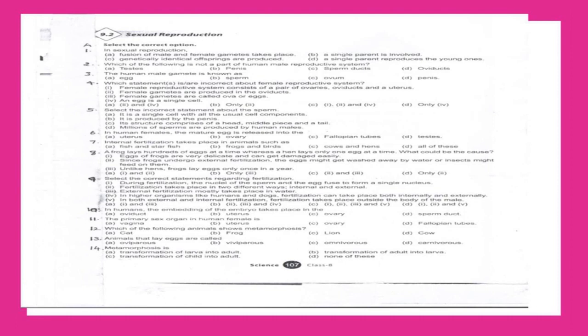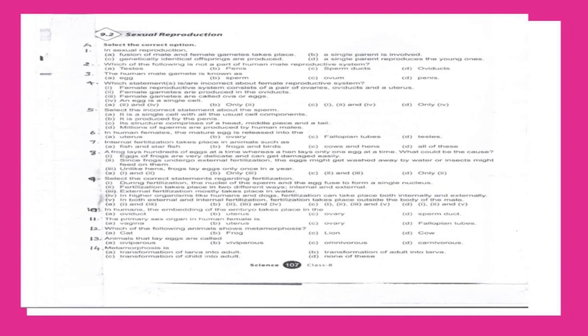Then fifth question, select the incorrect statement. It is a single cell with all the usual cell components. It is produced by the testes. Sperm is produced by the testes. Its structure comprises head, middle piece and a tail. Millions of sperms are produced by the human male. You have to select the incorrect statement. The statement that it is produced by the penis is incorrect, since it is produced by the testes. So the correct answer is option B.